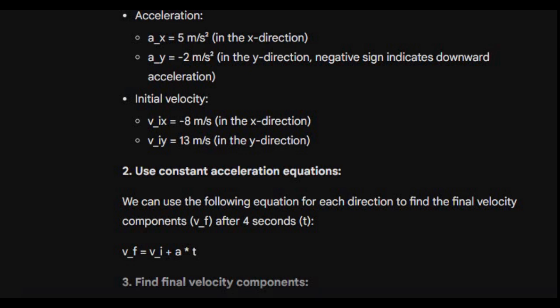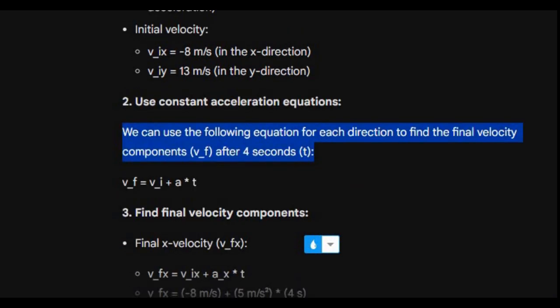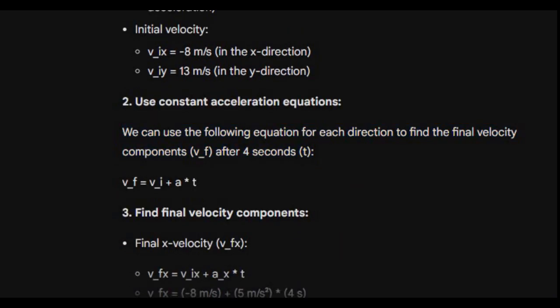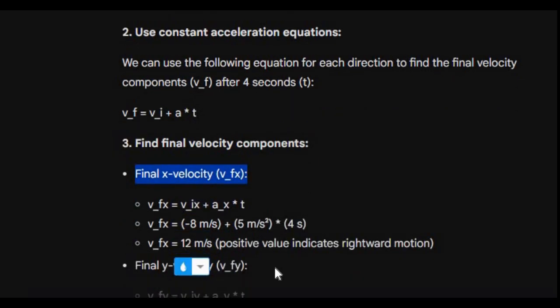2. Use constant acceleration equations. We can use the following equation for each direction to find the final velocity components, v_f, after 4 seconds, t. v_f equals v_i plus a t. 3. Find final velocity components. Final x velocity, v_fx equals v_ix plus a_x t. v_fx equals minus 8 meters per second plus 5 meters per square second times 4 s. v_fx equals 12 meters per second, a positive value indicating rightward motion.